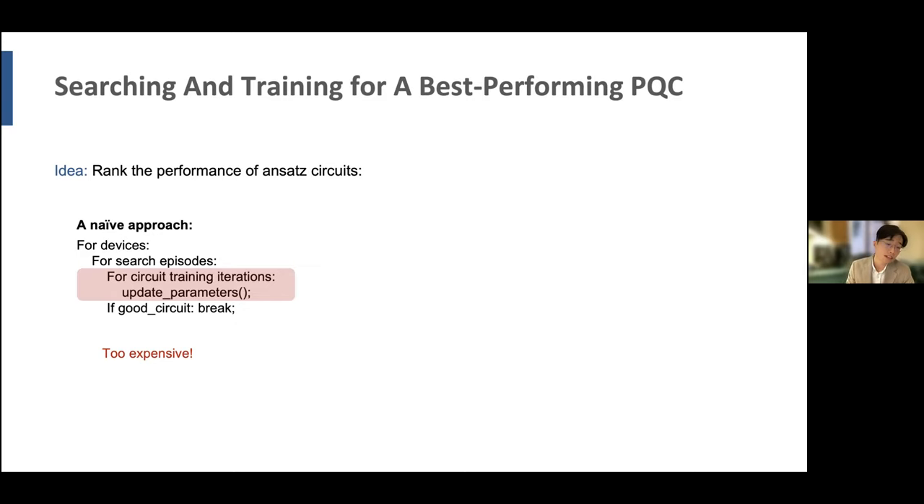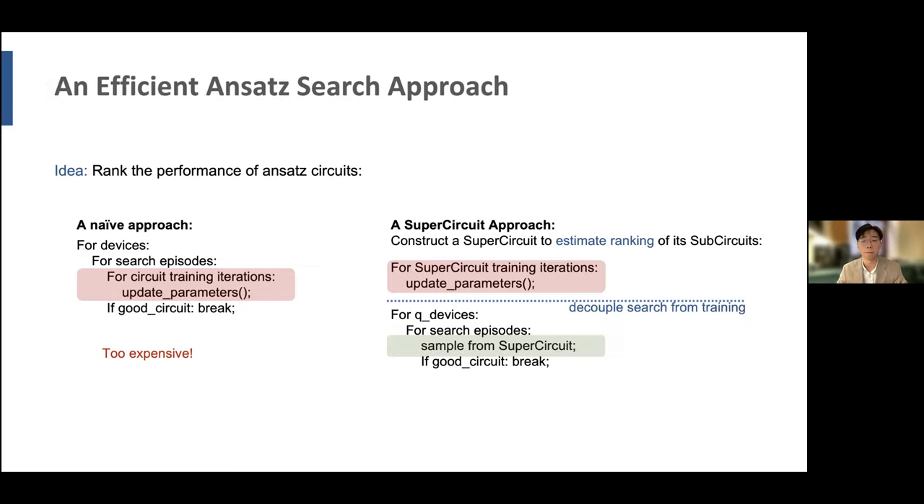So if you find a good circuit, that's great. Well, this whole process is too expensive to do because you are literally training all the possible parameterized quantum circuits you want in your design space. And it's just not affordable. We have, so to speak, limited budget for training.